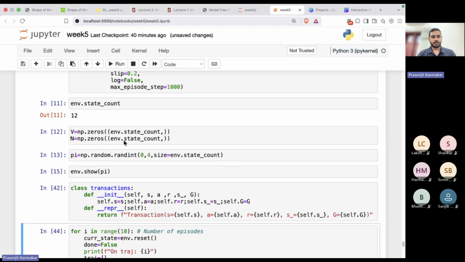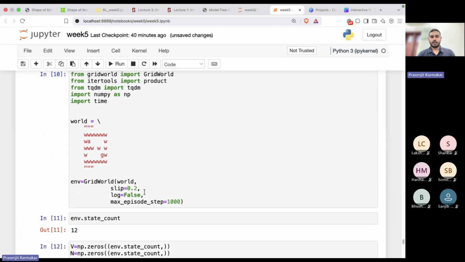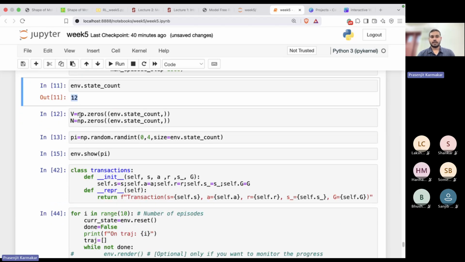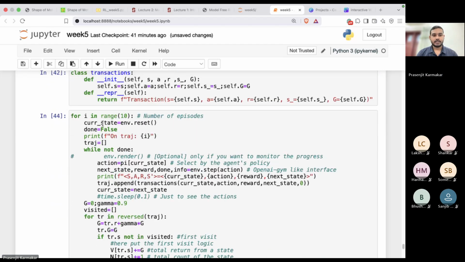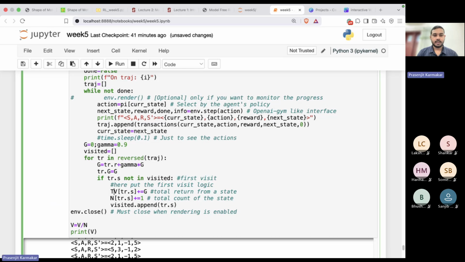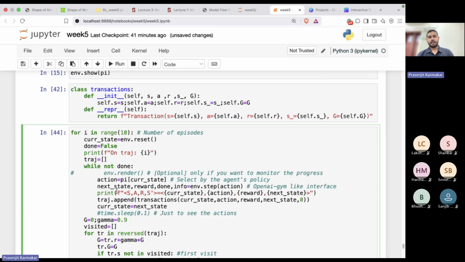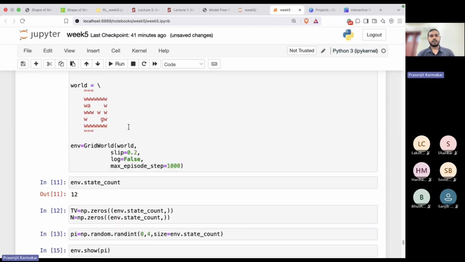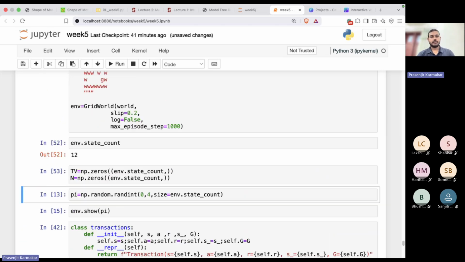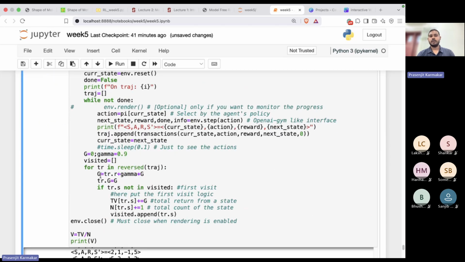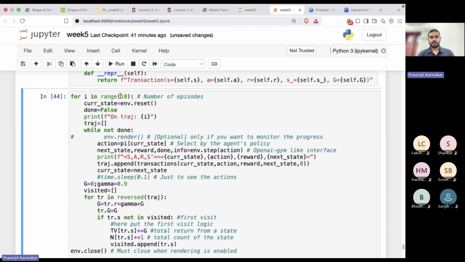So let's just go over it once again. We have a world with 12 states. We get the v and n. Value is the total value that will eventually go to the value, and we can also write it as tv. Then at the end we use v equal to tv divided by n. That also makes sense. We have a random policy, we have a transaction class, and we interact in the environment for 10 episodes.